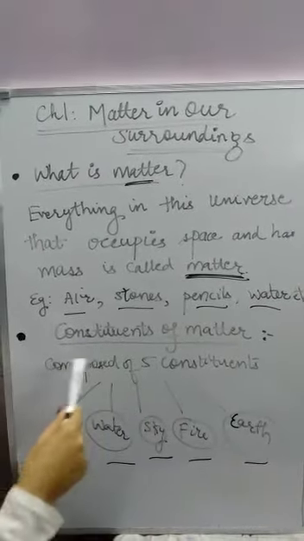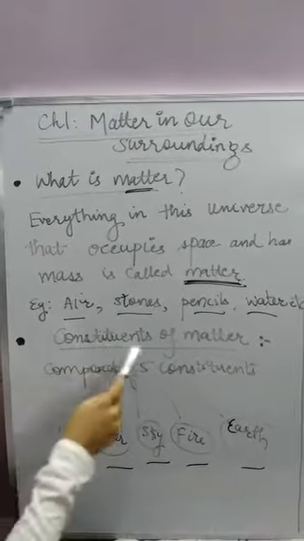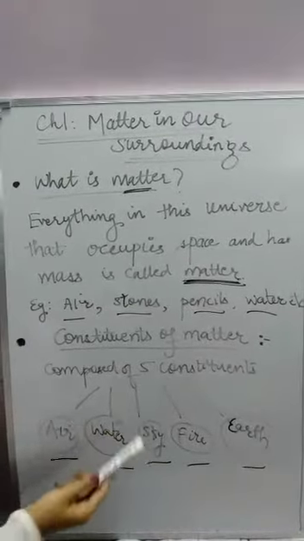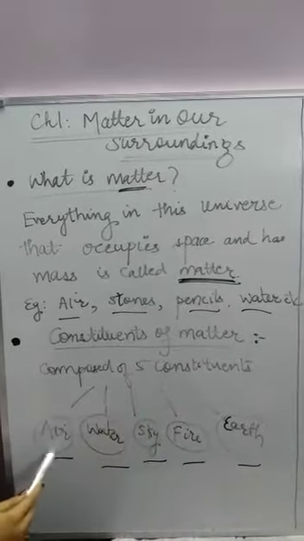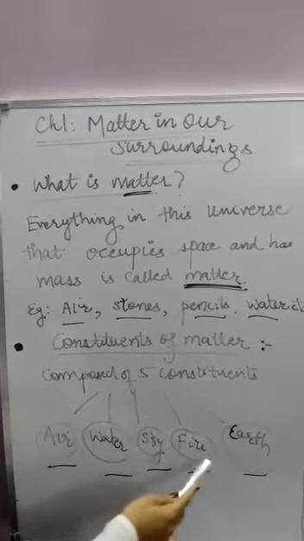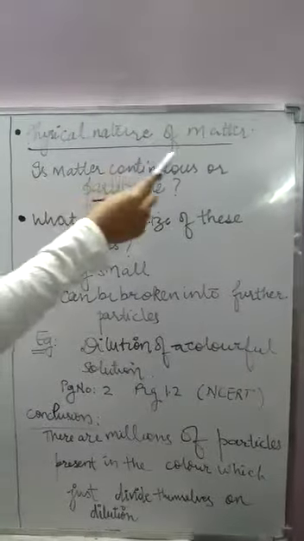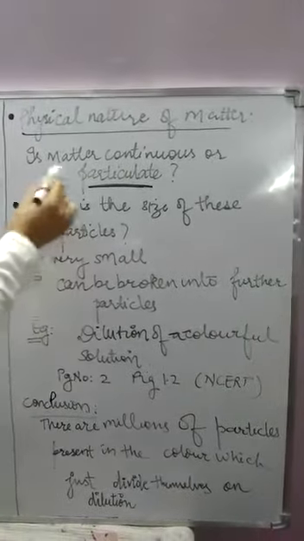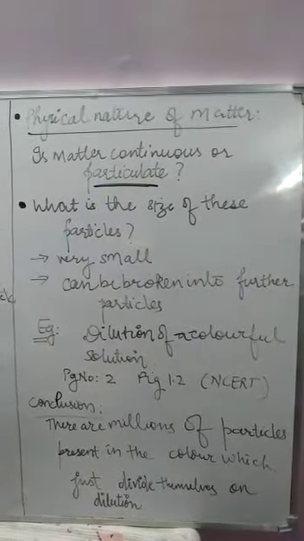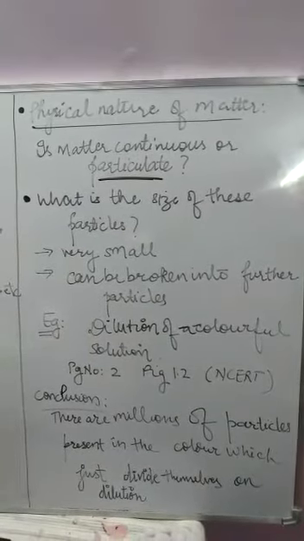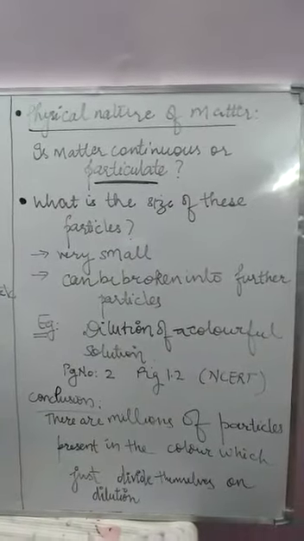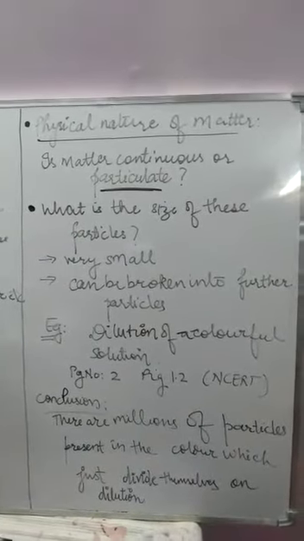And talking about its composition, that is its constituents, what is this matter made up of? So basically there are 5 constituents: air, water, sky, fire, earth. Now if we talk about the physical nature of matter, the question arises: is matter continuous or particulate? The answer is that matter is particulate in nature, which means that this matter consists of particles.